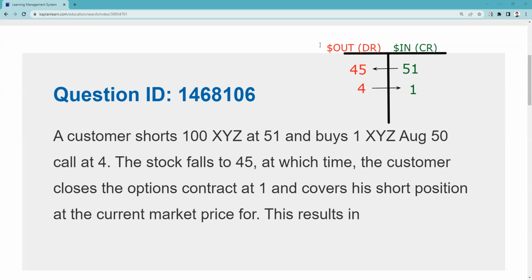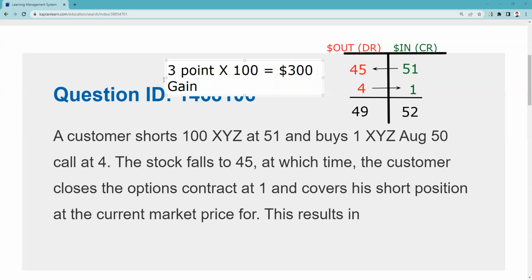Now all I need to do is compare those columns and see whether I'm happy or sad. It looks like I paid out 49 and I brought in 52. So I have a 3-point gain. I just have to remember that 3 points, they won't give you both on the test, is on 100 shares, or one contract governing 100 shares. So this is going to be a $300 gain. And that's how we close that out.